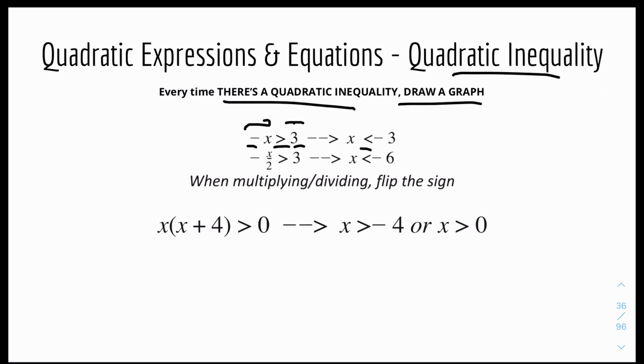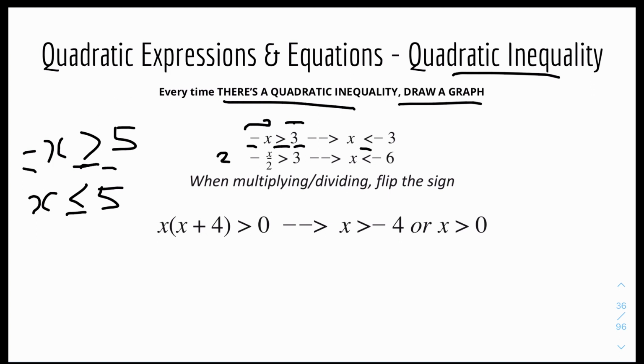So let's say we have minus x is bigger than 5. To get rid of the negative, you have to times both sides by negative, as well as flipping the sign, to become x is smaller than 5. And this also applies to bigger than or equal to, like this.